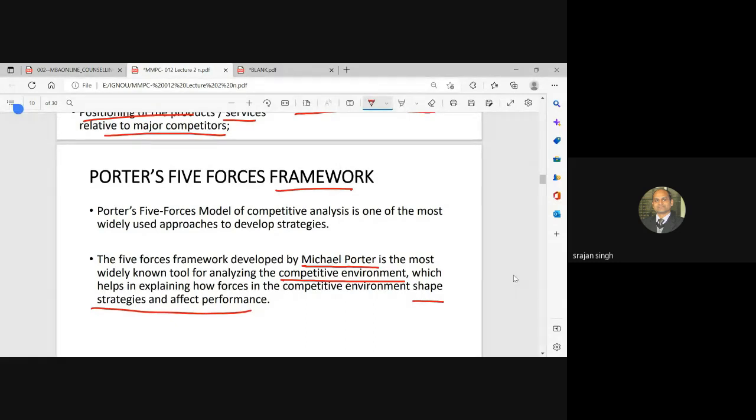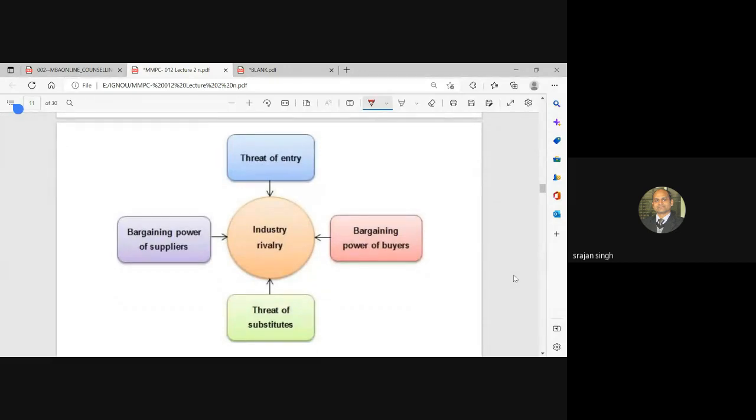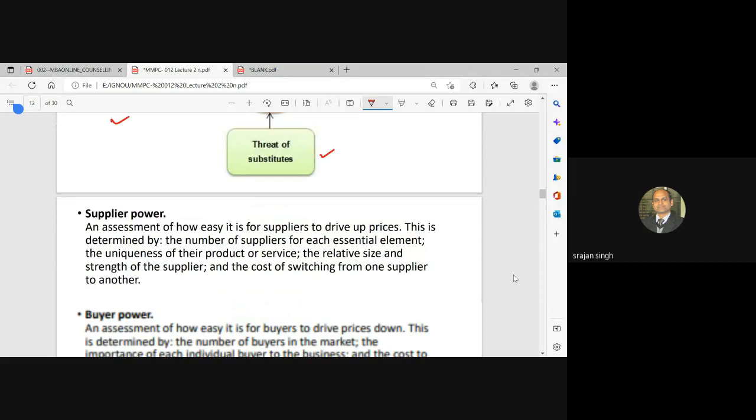So this Michael Porter's five forces model is about analyzing the competitive environment and how we can make our strategies, or how forces can shape or mold our decision making. Michael Porter discussed that there are five types of forces: threat of new entrants, bargaining power of buyers, threat of substitute products, bargaining power of suppliers, and industry rivalry. We'll discuss all these five in detail.